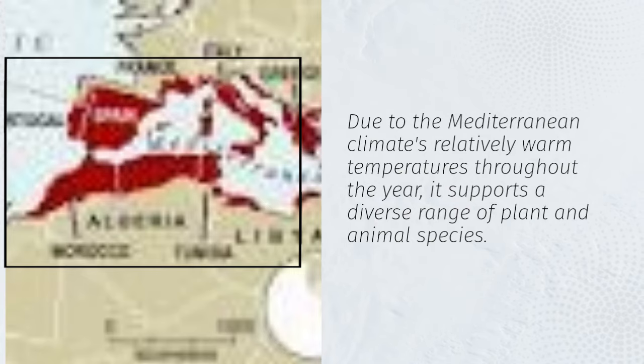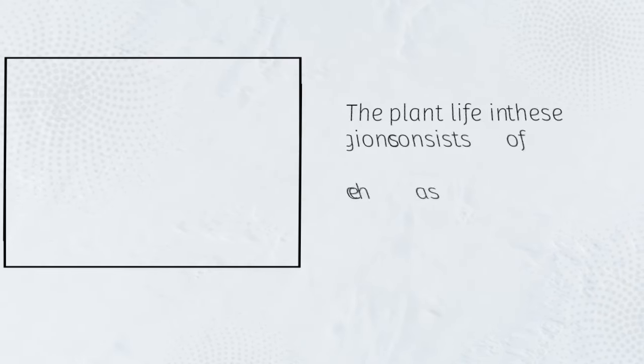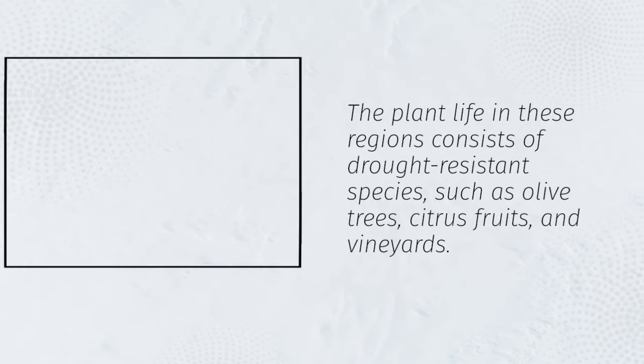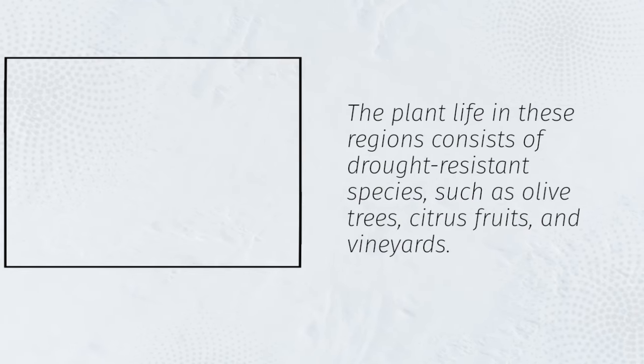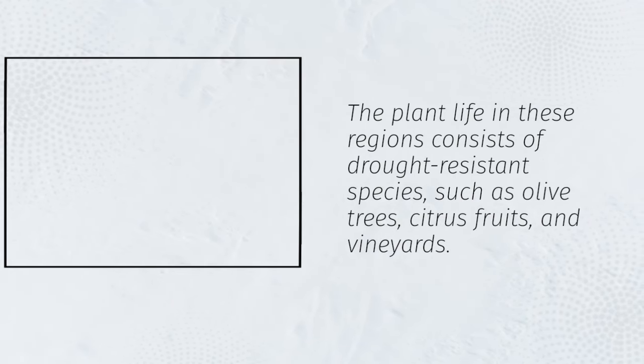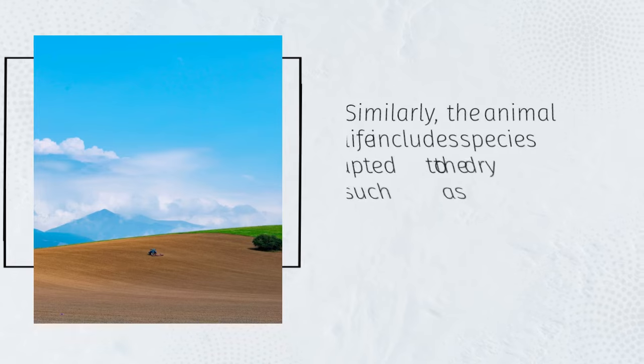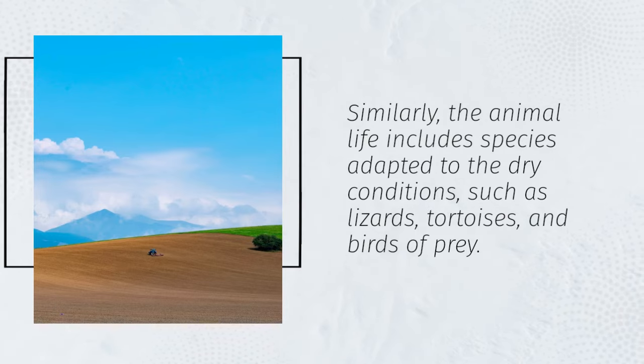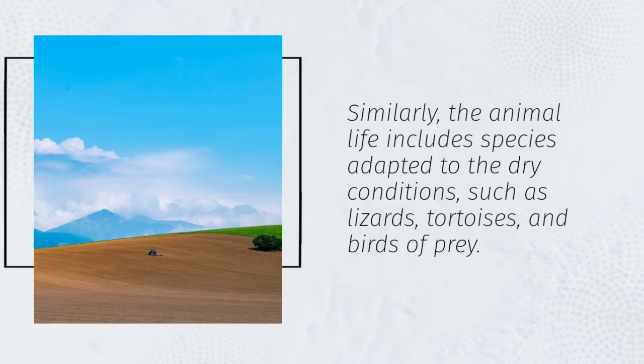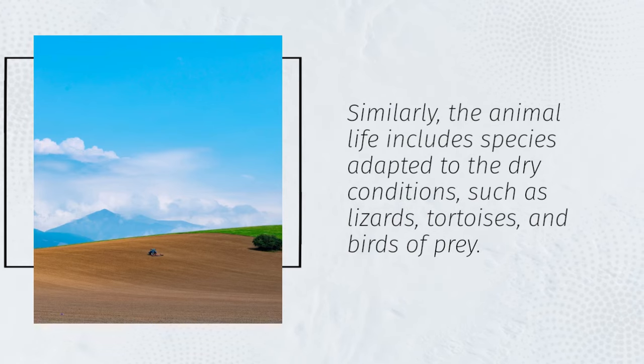The plant life in these regions consists of drought-resistant species, such as olive trees, citrus fruits, and vineyards. Similarly, the animal life includes species adapted to the dry conditions, such as lizards, tortoises, and birds of prey.